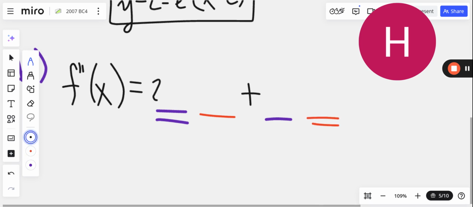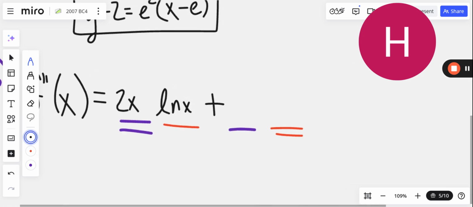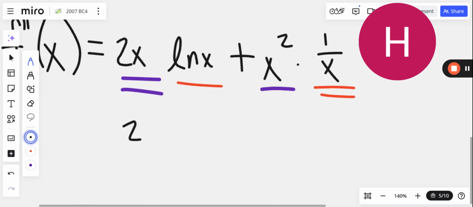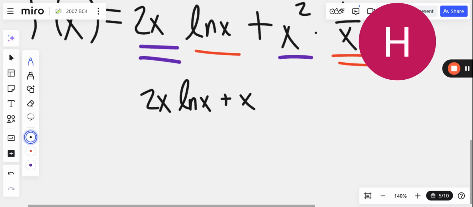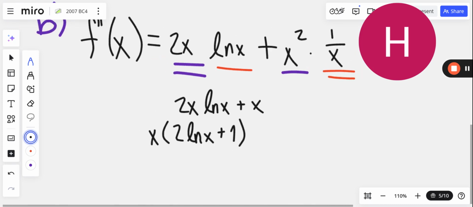That's what the double lines are for. And we leave the second one the same. Plus, leave the first one the same, single line, times the derivative of the second one. That's 1 over x. So this is going to give us 2x ln of x plus x squared times 1 over x, which is just x. And therefore, I can actually factor this a little bit. Take the x out, and we're left with 2 ln of x plus 1.